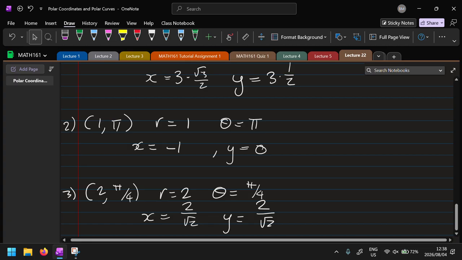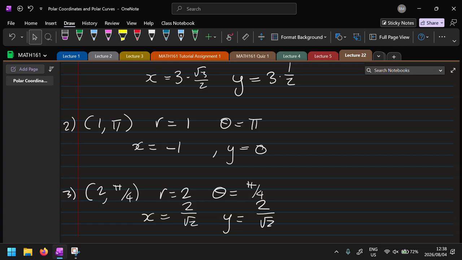Any questions for these examples? Okay, very easy. So you just use those 4 formulas. You can go backwards between polar coordinates and Cartesian, and then Cartesian to polar. Right. Any questions before we carry on? You're all good. Okay.